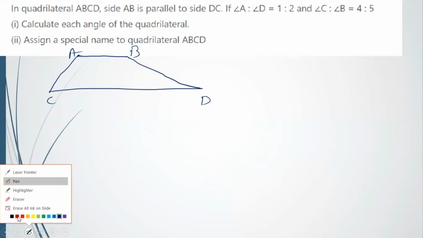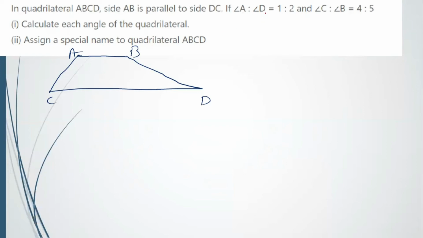So the angles are in the ratio A is to D is 1 is to 2. So A, if it is 1, and this is C, I'm sorry, and this will be your D. Okay, A, B, C, D. So be very careful about this.